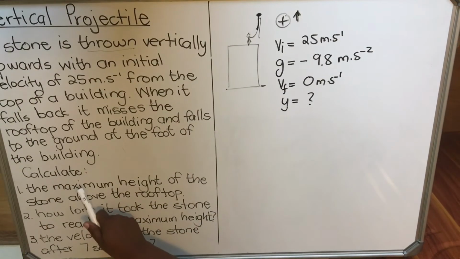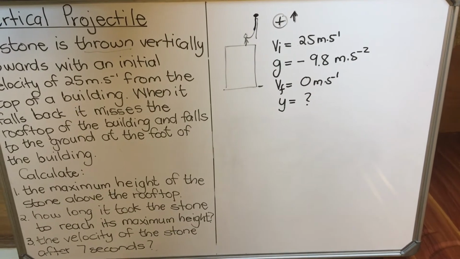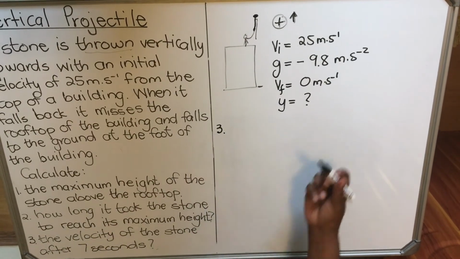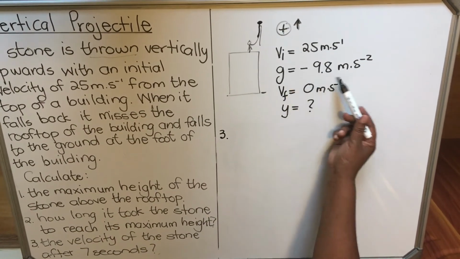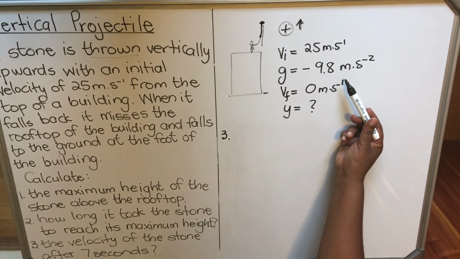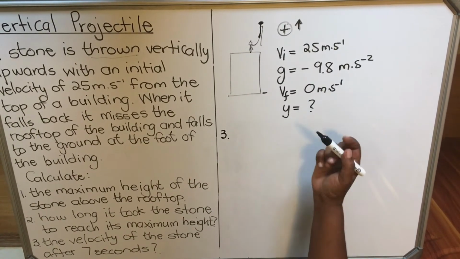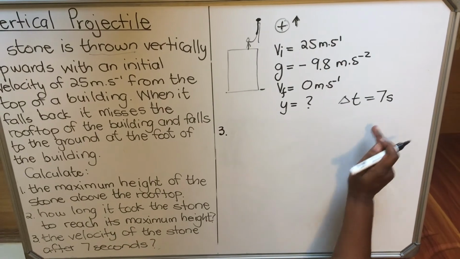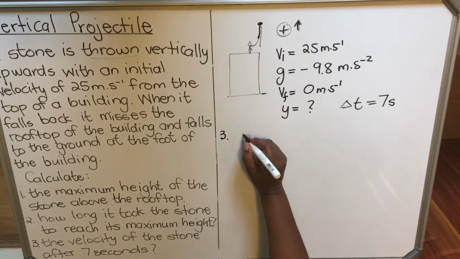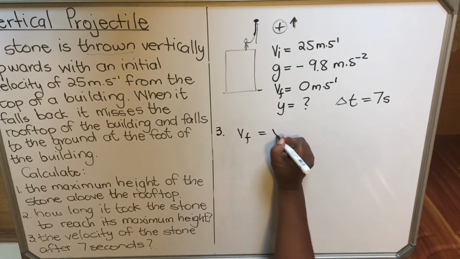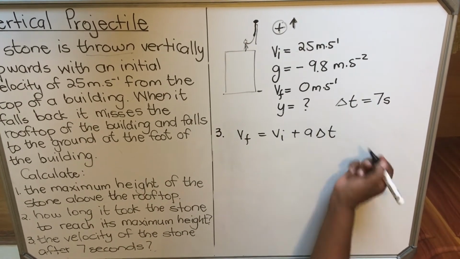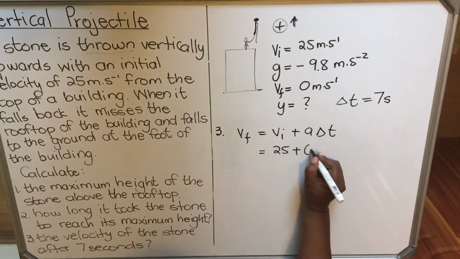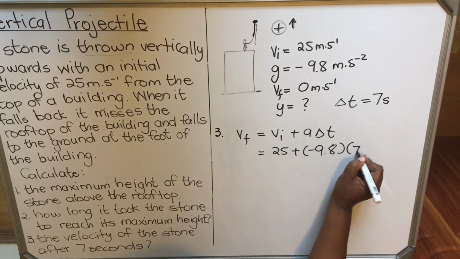Okay, the third question says, calculate the velocity of the stone after 7 seconds. So that's our number 3. We have the initial velocity, it has not changed. The gravitational acceleration has not changed. And now we want the final velocity after 7 seconds. So they've given us change in time, that is 7 seconds. So we have that, now we want the final velocity. So we're going to use the formula that we used in question 2. Then we substitute. Our initial velocity is 25, negative 9.8, multiplied by 7.